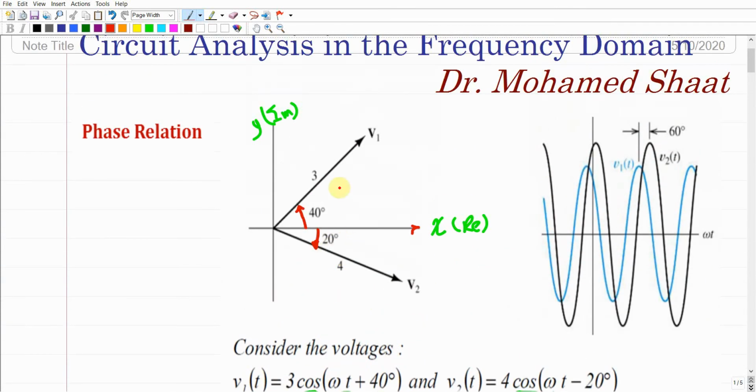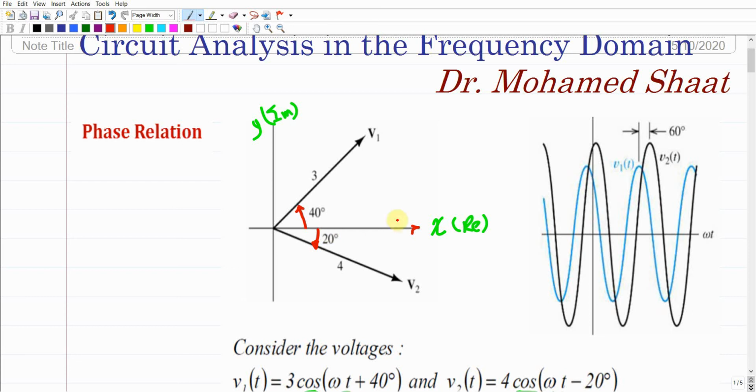This is the difference. What should be the angle between V1 and V2? It should be 60 degrees. But remember that our main positive reference, our positive angle, is the clockwise direction. If the angle rotates in the clockwise direction, it means that it is a positive angle.